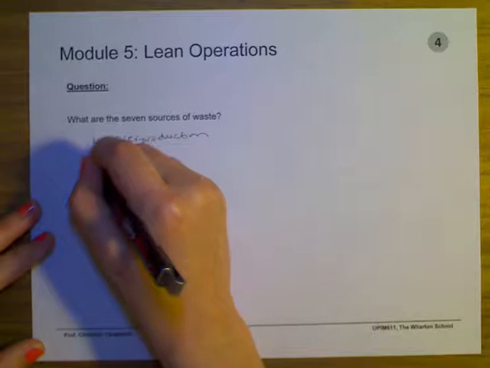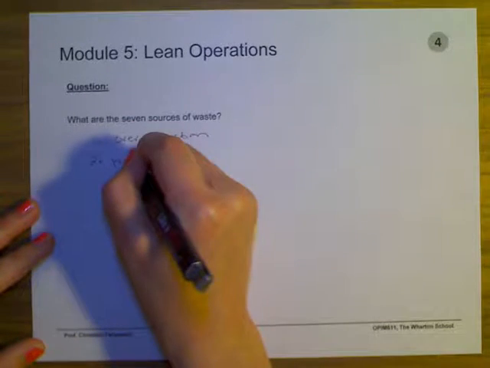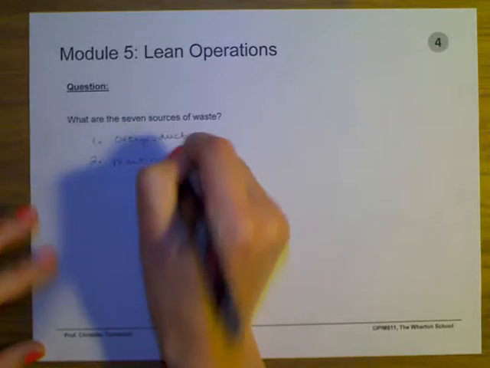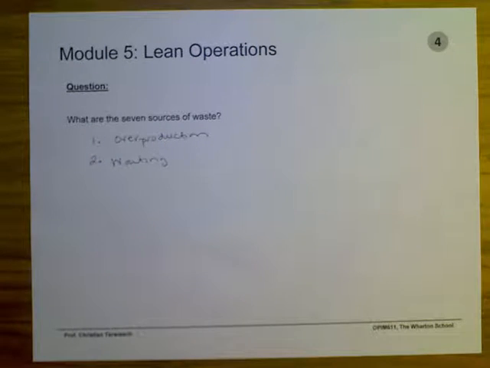The second form of waste is waiting, which can occur in 2 different ways. We can either have a resource waiting for flow units to come to it, or we can have flow units waiting for the resource to become available. And both of these mean that our flow time is going to be longer than the value added time, which is why this is a type of waste.